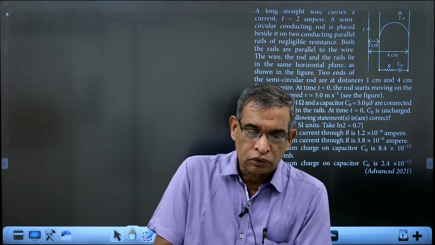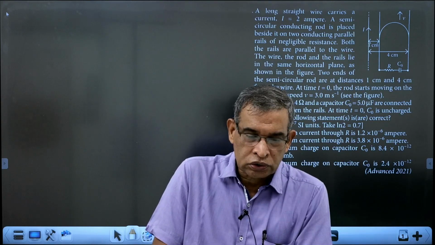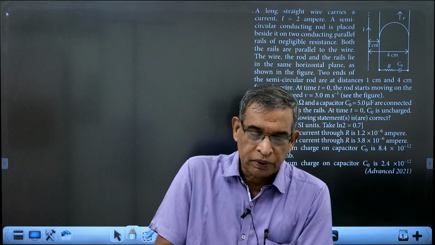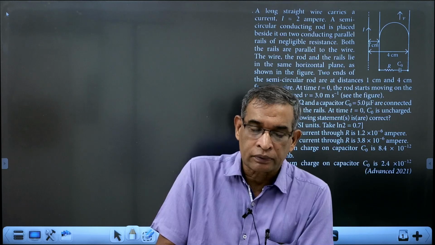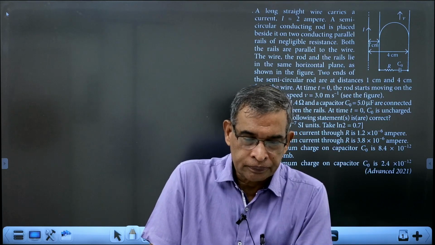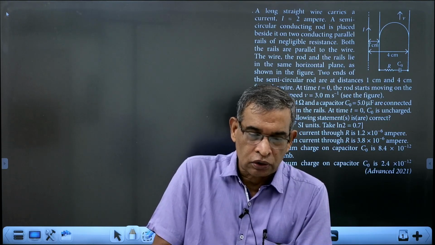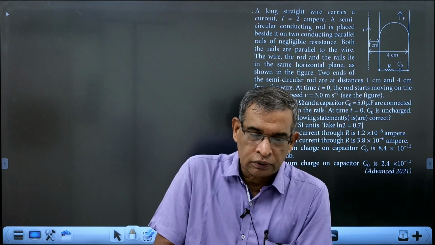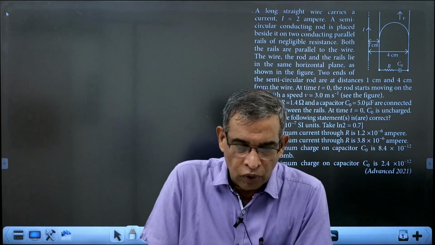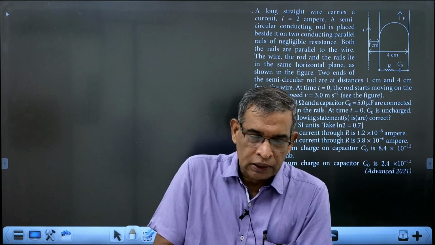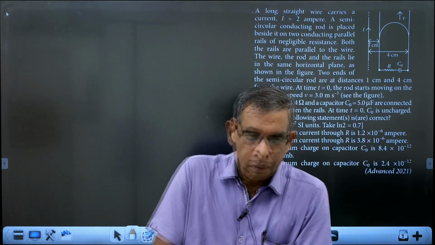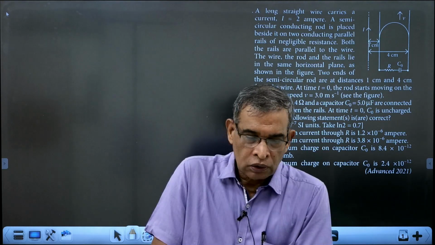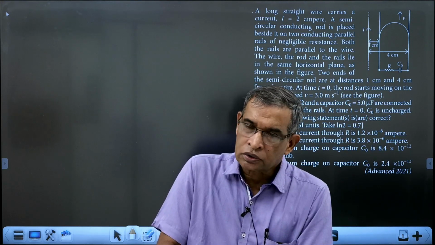At t equal to 0, the rod starts moving on the rails with a speed v equal to 3 meter per second. See in the figure. A resistor R equal to 1.4 ohm and a capacitor of 5.0 microfarad are connected in series between the rails. At time t equal to 0, the capacitor is uncharged. Which of the following statements are correct?